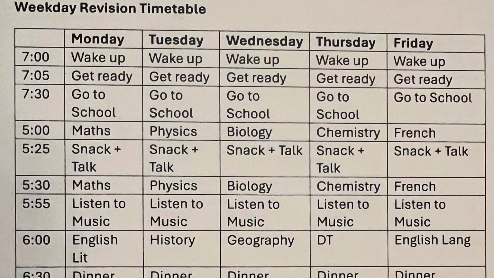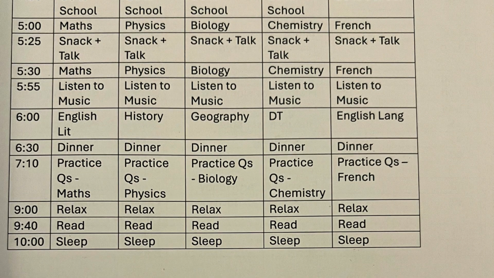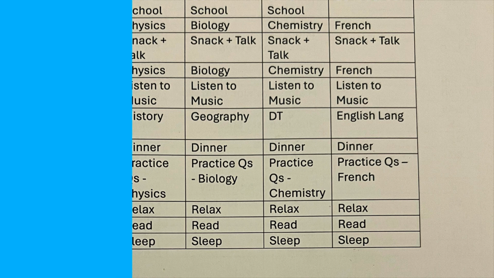Here's the revision timetable I used during the weekdays and weekends to get 10 9s in my GCSEs. So what you want to do is write each day at the top, so Monday to Friday, and the times on the left, which should be your whole day, from when you wake up to when you go to sleep.